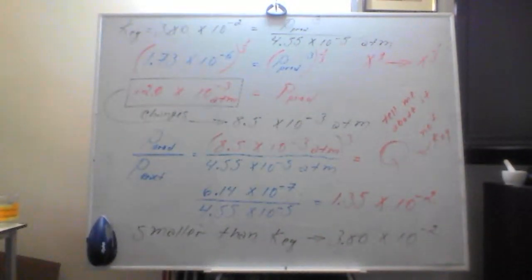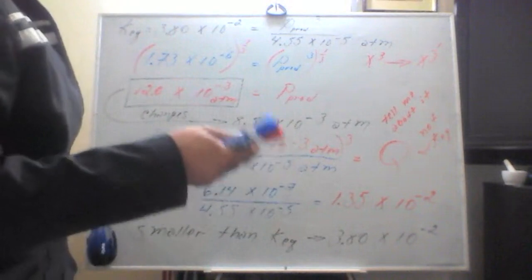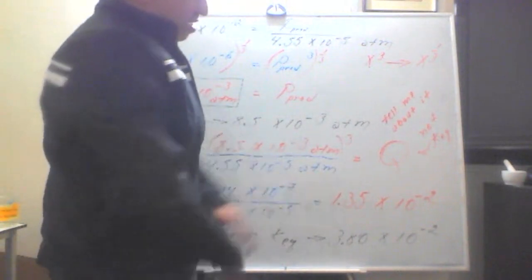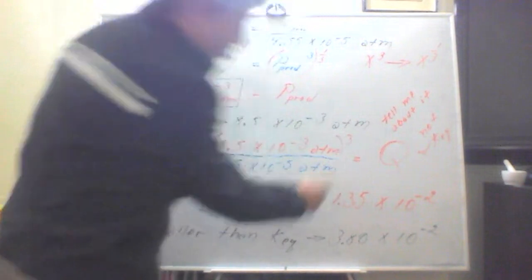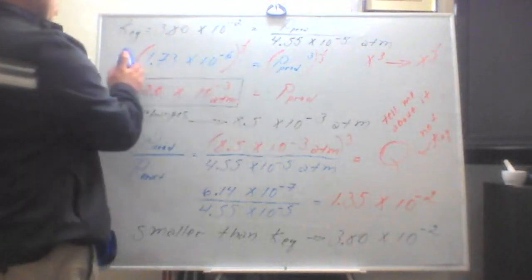So what we're saying is that now the chemical quotient is 1.35 times 10 to the minus 2. You compare that to the equilibrium constant, 3.80 times 10 to the minus 2, and you get that this number is smaller than that number. So in order to restore the equilibrium, the system has to do something so that this Q changes. And the way it has to change is that this number has to get larger. And that's the basis of Le Chatelier's principle. When you change the system, you put some stress on the system, then the system will react to restore the equilibrium. So let's see what the system is going to do.